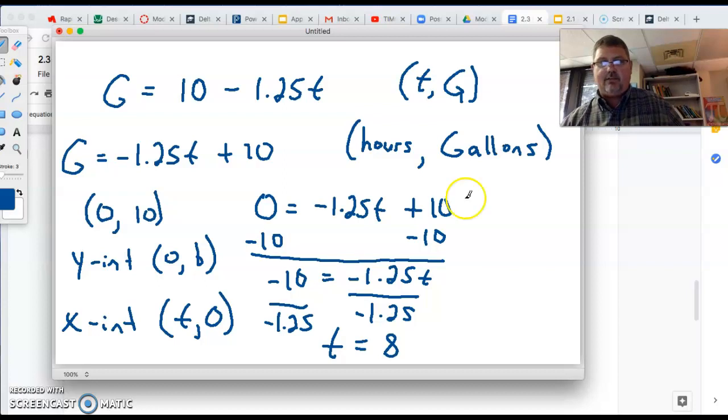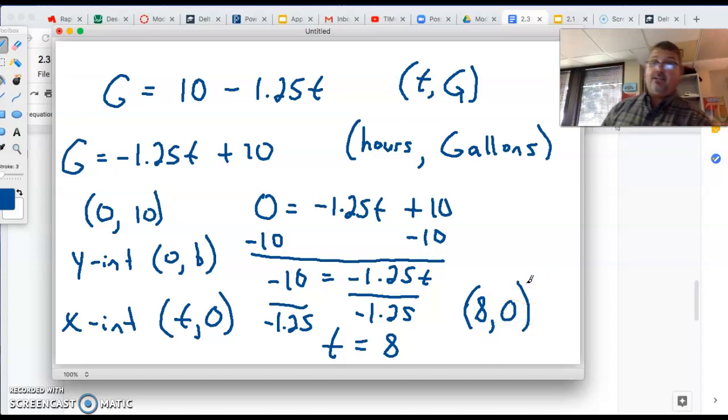And we'll write it like this. In 8 hours, there are 0 gallons of gas. So what does it mean in context? That the car can drive an average of 8 hours on a tank of gas. That's what that thing means in context. Let's see if we missed anything. We kind of took that thing completely apart.